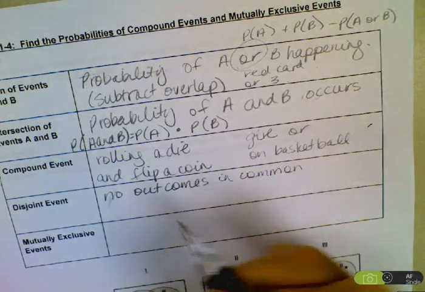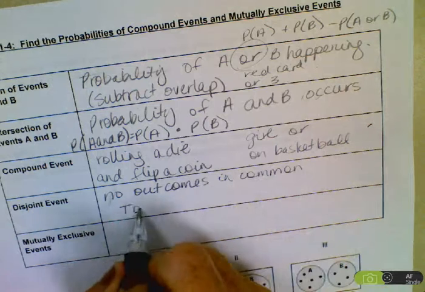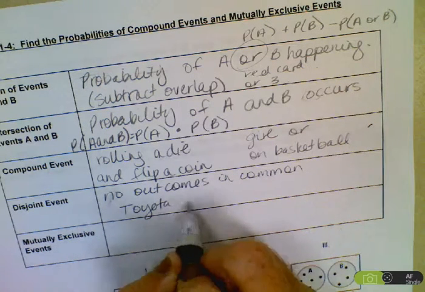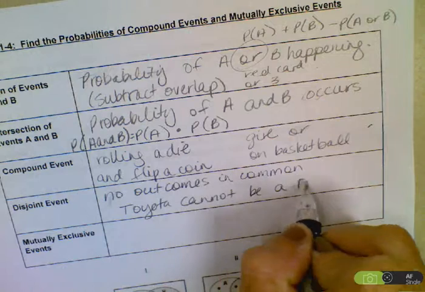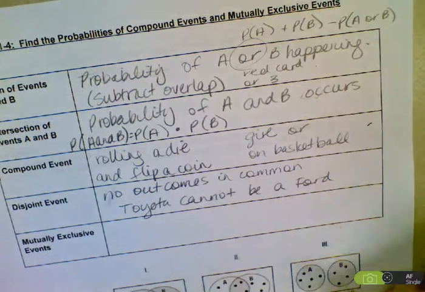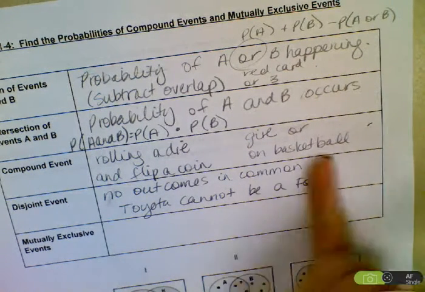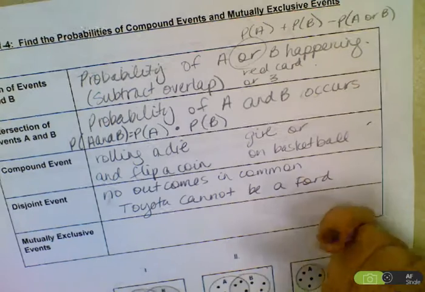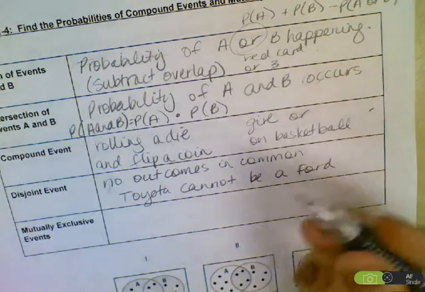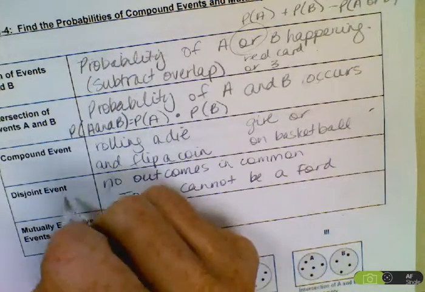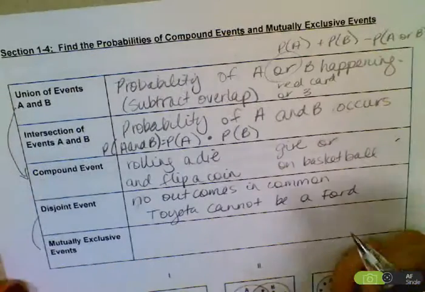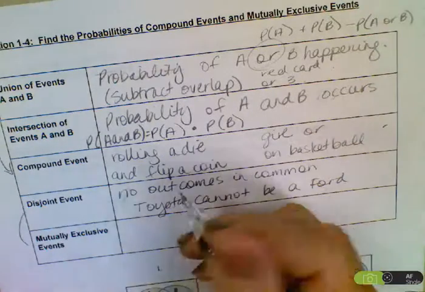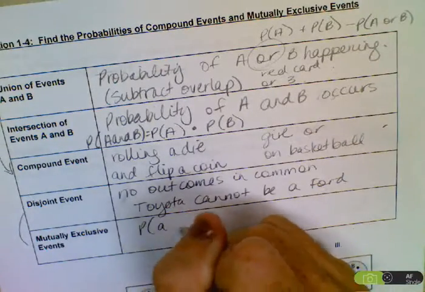Okay, so for example, a Toyota cannot be a Ford. Okay, it just can't happen. It can't happen at the same time. A car cannot be a Toyota and a Ford at the same time. It doesn't happen. Okay, so disjoint and mutually exclusive kind of go together like compound and union events go together.